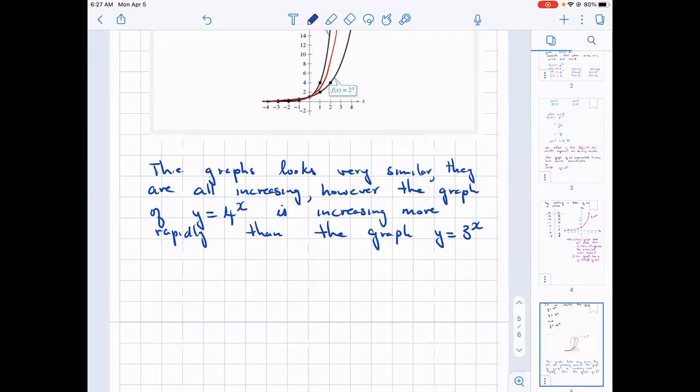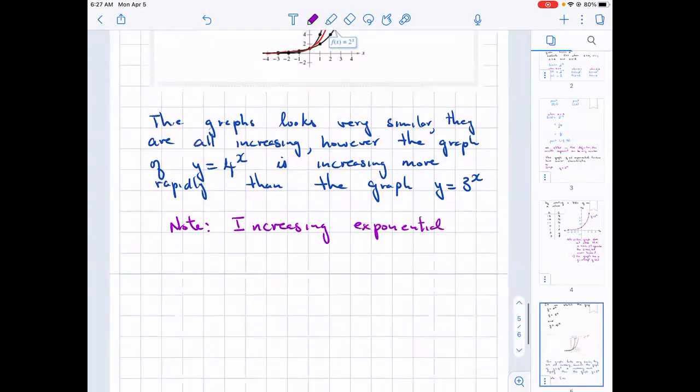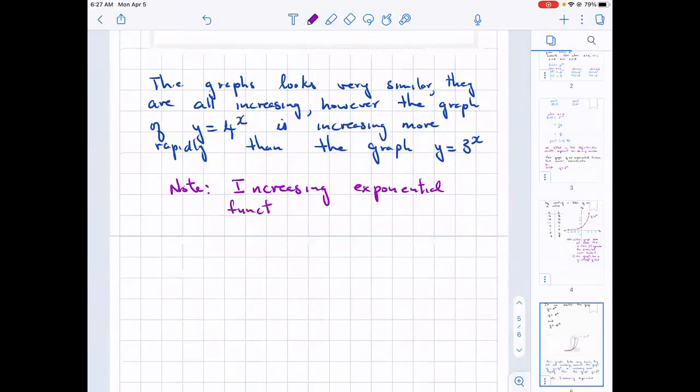So exponential functions of these types, exponential functions that increase, are called growth functions. Yeah, they're referred to as the growth function.